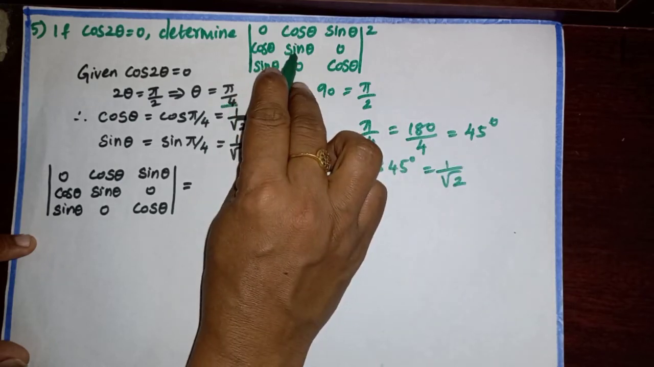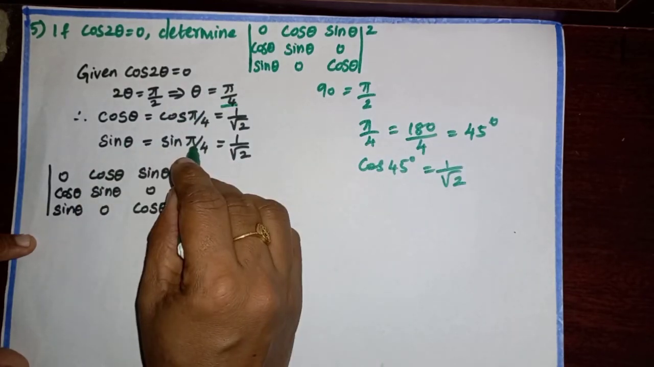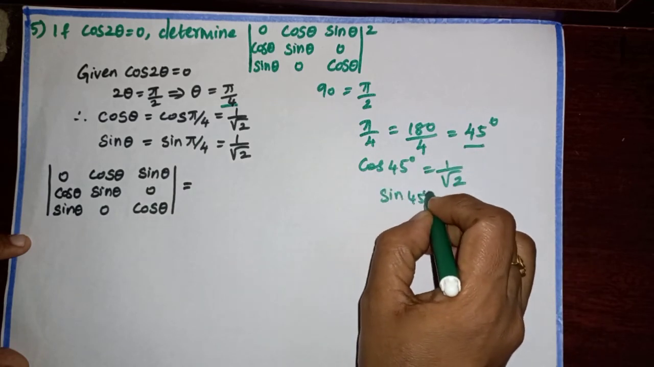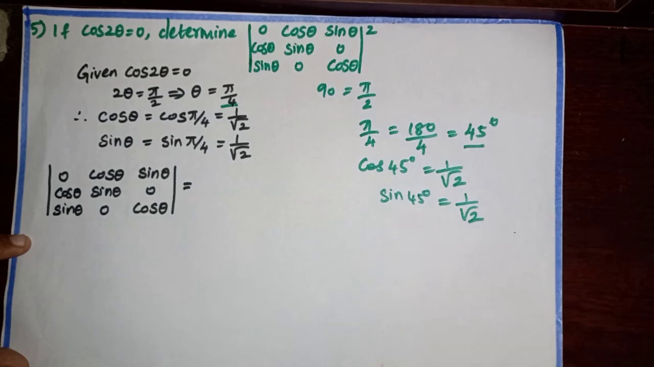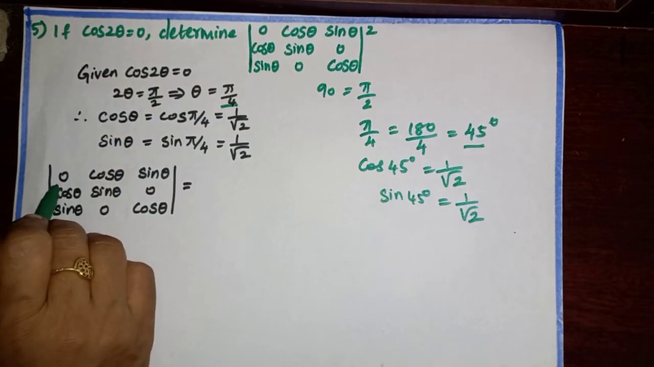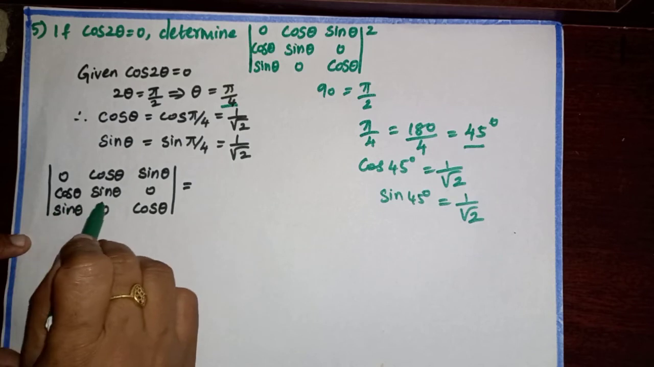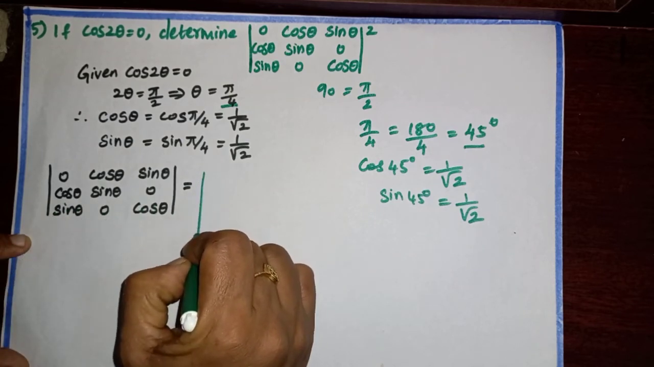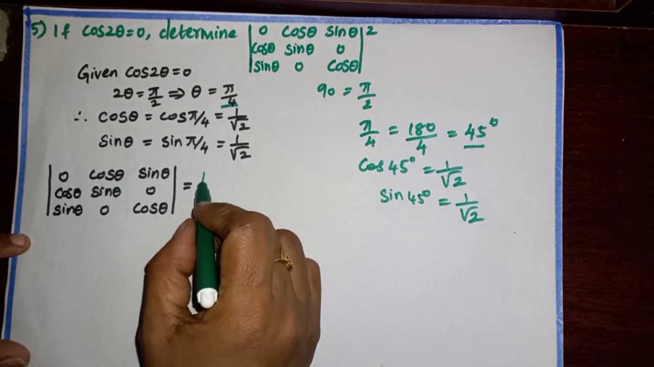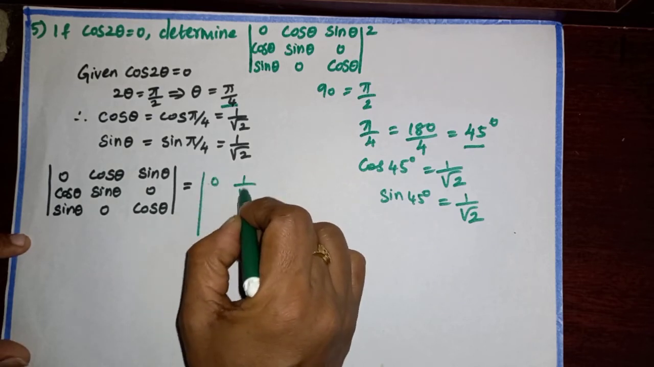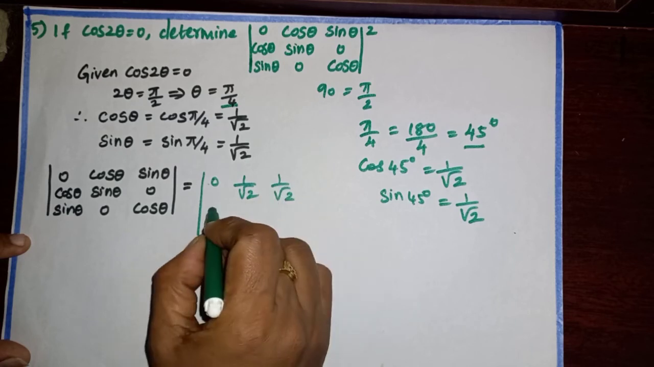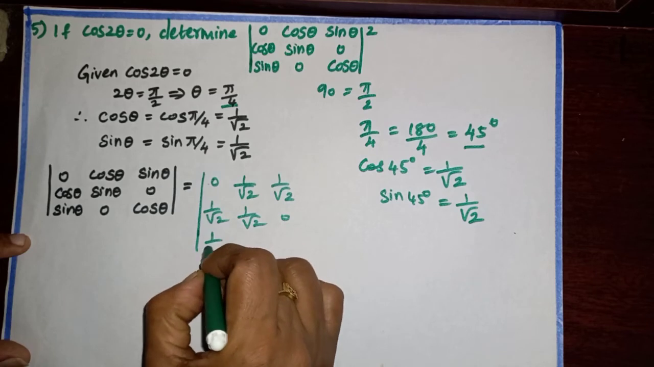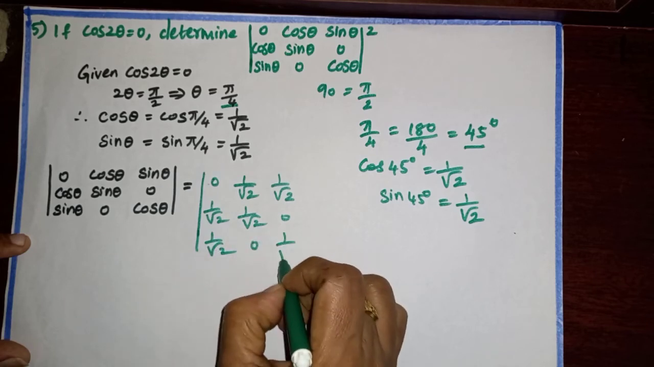Next we are going to find sin theta. In theta's place we substitute pi by 4. Pi by 4 is 45 degrees. Sin 45 degrees is also 1 by root 2. Now we are going to find the determinant of [0, cos theta, sin theta; cos theta, sin theta, 0; sin theta, 0, cos theta]. Now in place of cos theta and sin theta we substitute 1 by root 2: [0, 1 by root 2, 1 by root 2; 1 by root 2, 1 by root 2, 0; 1 by root 2, 0, 1 by root 2].